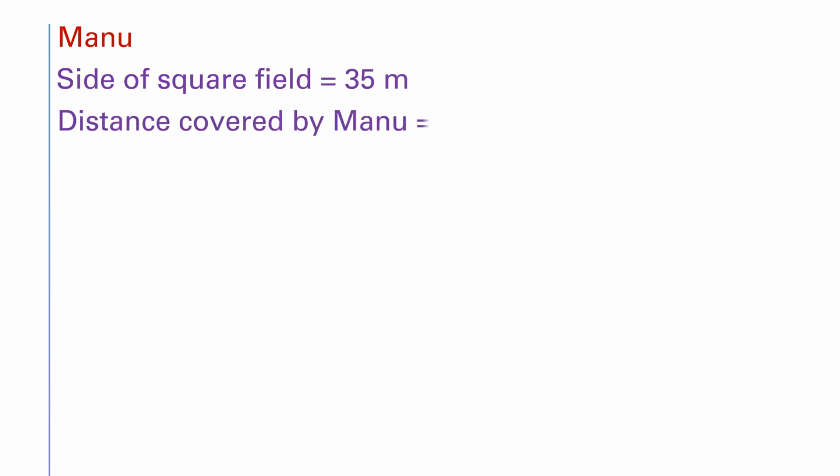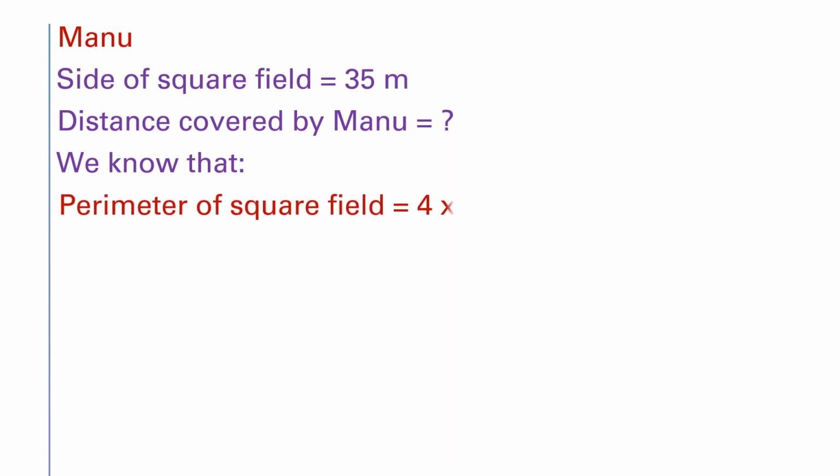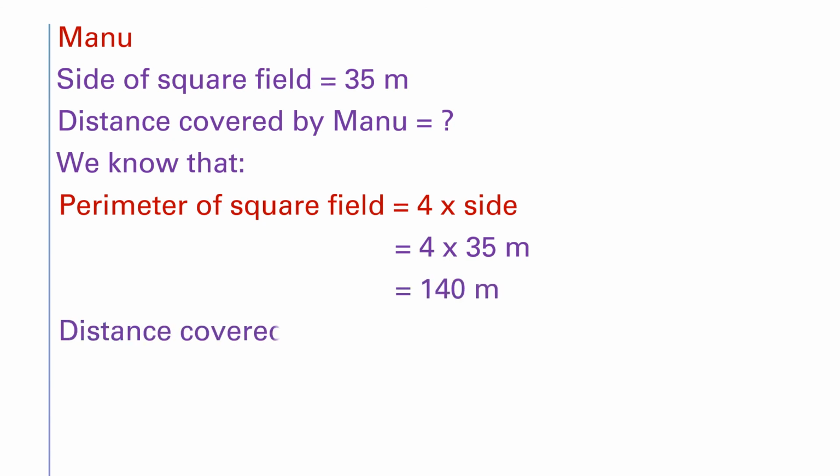Now we will find out the distance covered by Manu. So write down side of square field is equal to 35 meter and distance covered by Manu we have to find out. We know that perimeter of square field is equal to 4 multiplied by side. Now put the value. And side is equal to 35 meter. So write down 4 multiplied by 35 meter. Now do the multiplication. We get 140 meter. So distance covered by Manu is 140 meter.